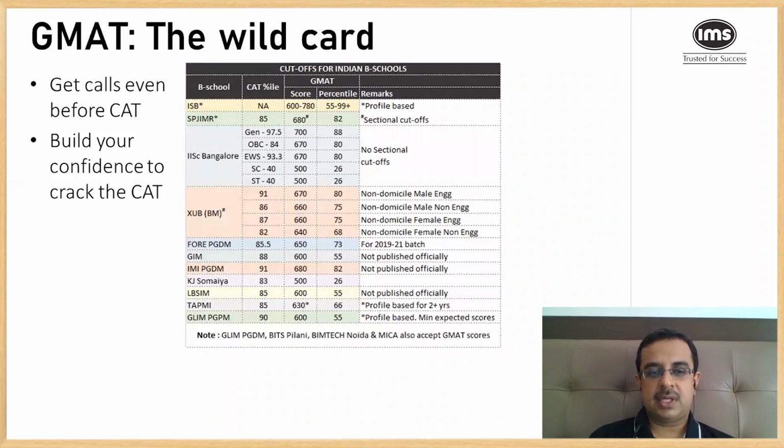For example, Goa Institute of Management requires a score of nearly 600 in the GMAT, on a scale of 800, which roughly translates to about 55 percentile. As against that, to apply to GIM through the CAT, you would require 88 percentile. The same is pretty much the story with KJ Somaya or TAPME, Great Lakes. Most of these institutes, the story remains the same.